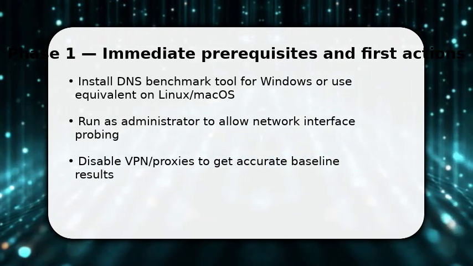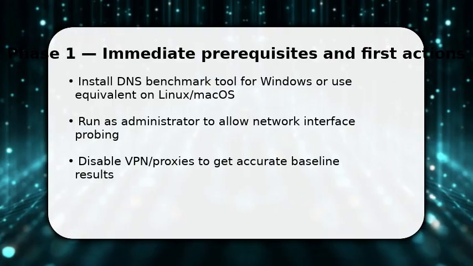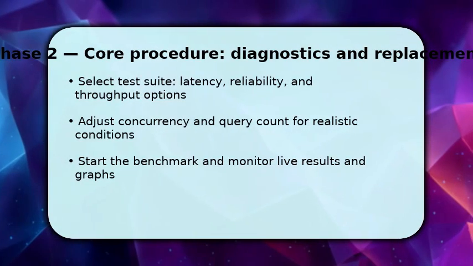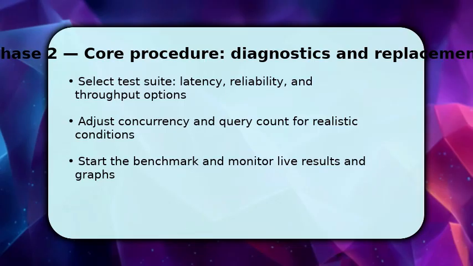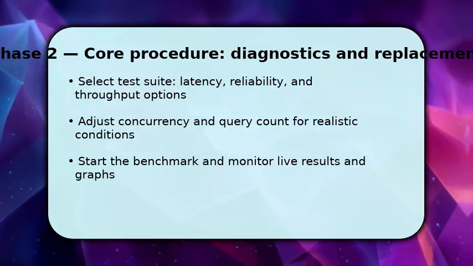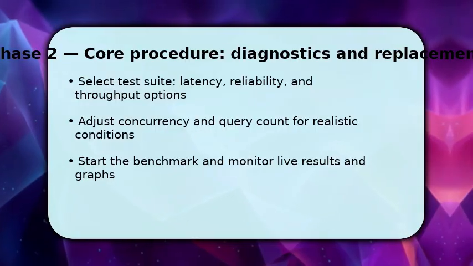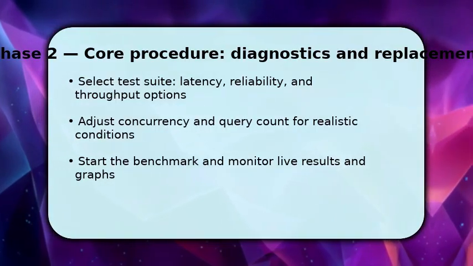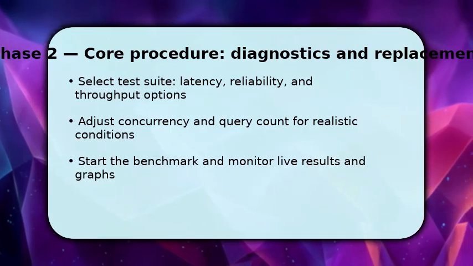Now, configure the test parameters. Pick latency and reliability measures and set concurrency to mirror real usage. Higher concurrency stresses DNS caches differently. Increase query count to reduce noise. This yields statistically meaningful averages rather than one-off outliers.